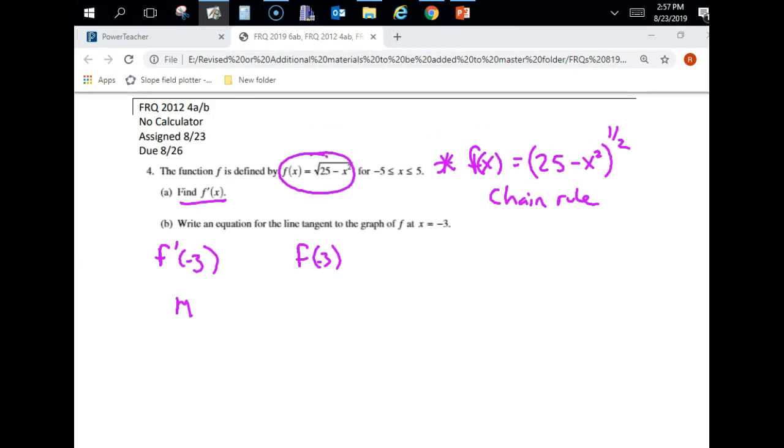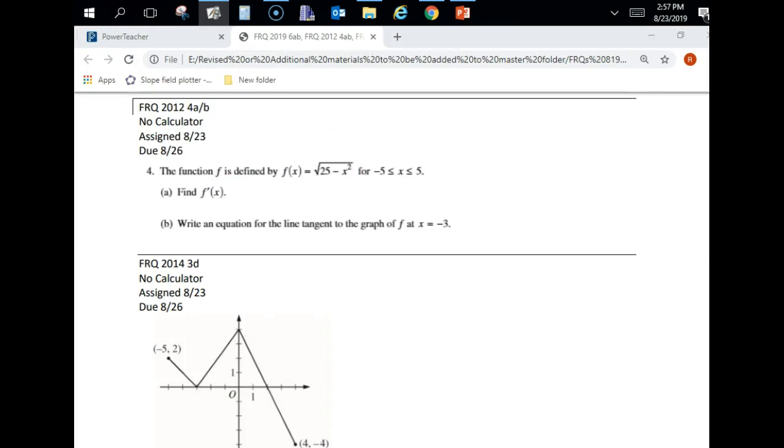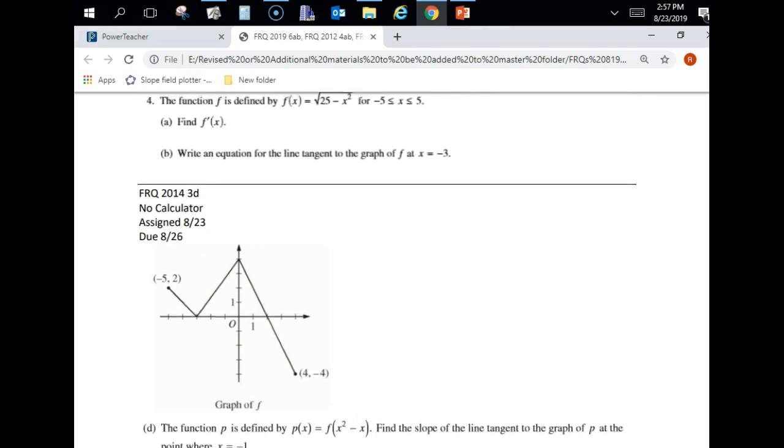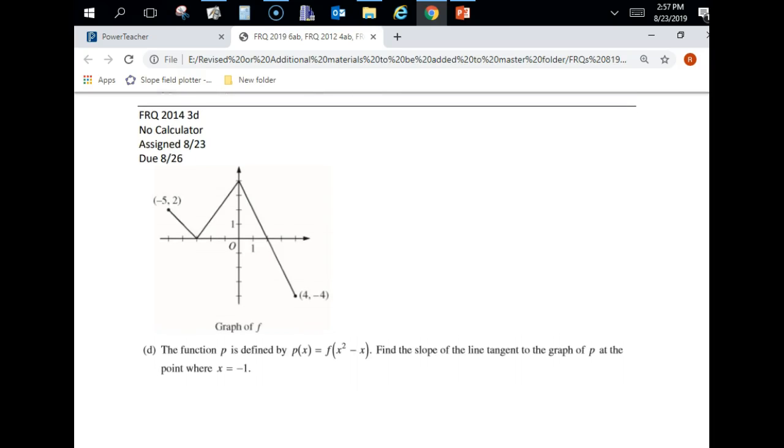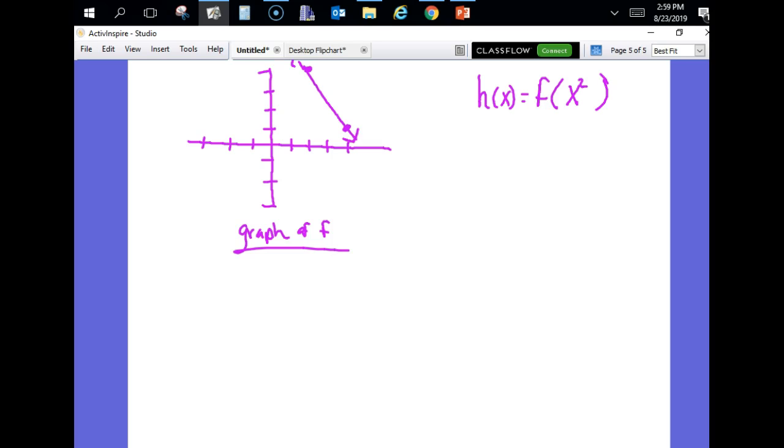We'll also go ahead and take a look at our last FRQ that you've been assigned for this weekend. FRQ 2014, question 3, part D. Okay, so this is actually a lot like a table problem. It's just that instead of a table, we have a graph.